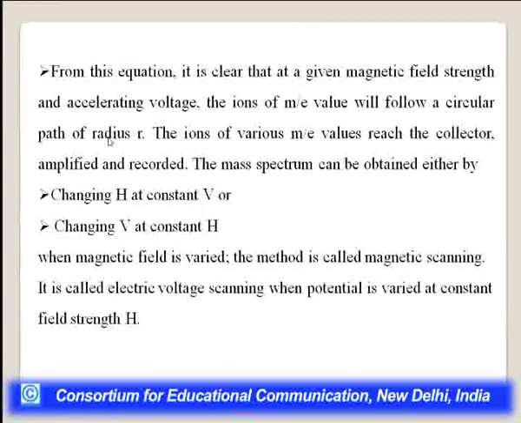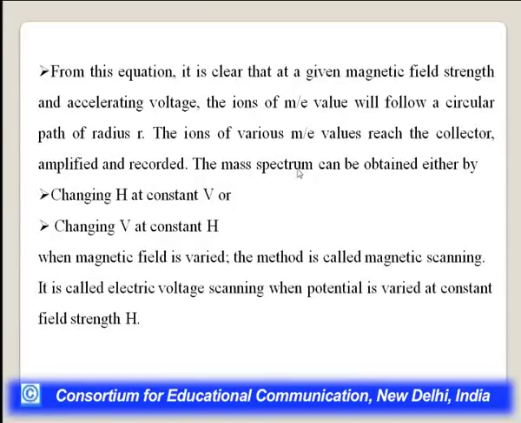What does it show? It shows that at a given magnetic field strength and accelerating voltage, the ions of a given mass to charge ratio will follow a circular path. And what will be the radius of it? R. The ions of various mass to charge values reach the collector, amplifier, and are then recorded as the spectrum.